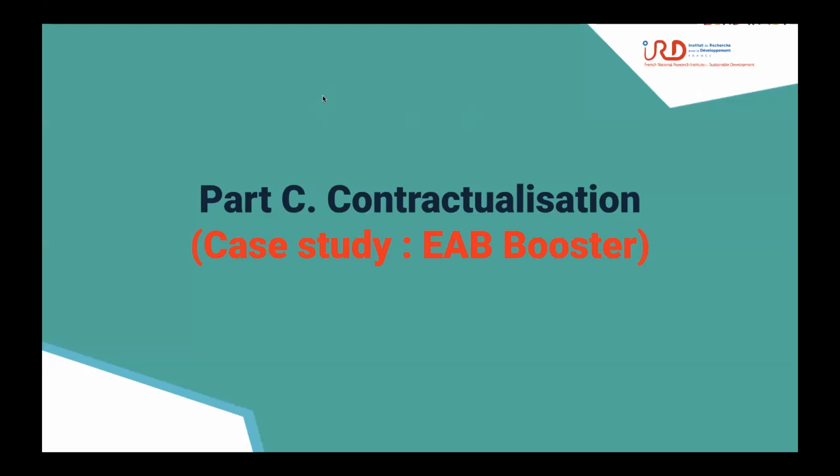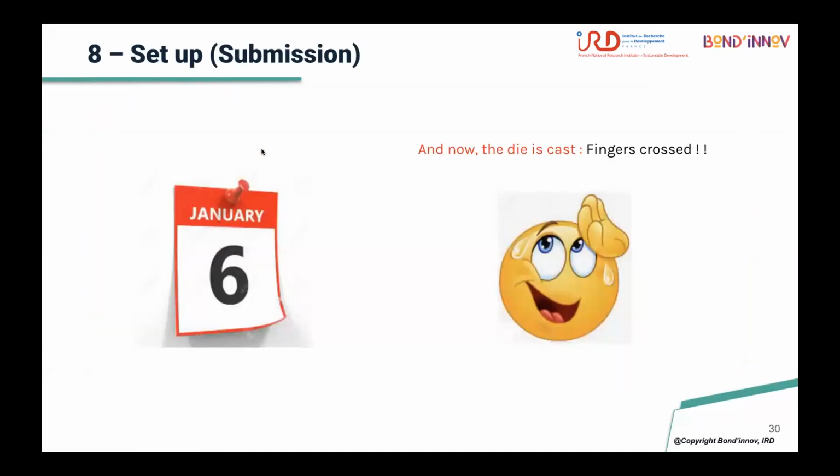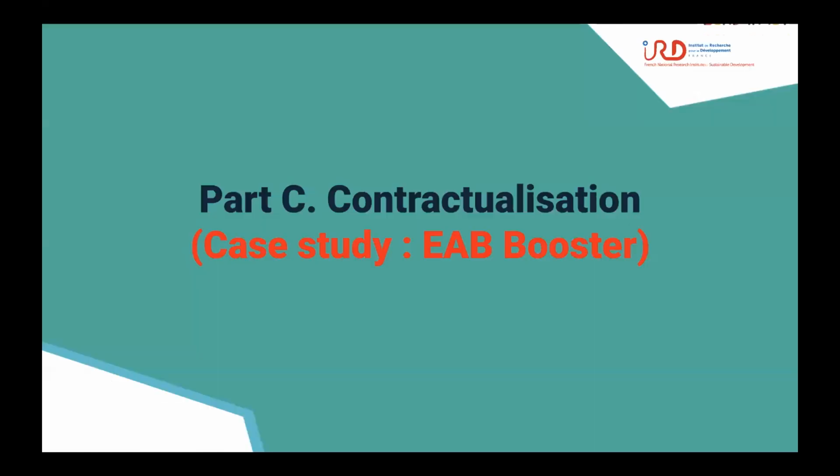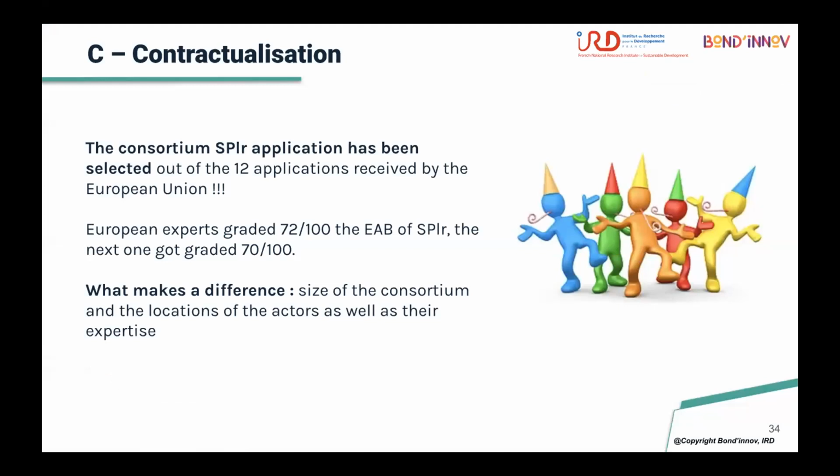Okay, let me continue and then take the next questions during the next question and response session. So, contractualization. As I said, we were at the end of the proposal preparation, and the proposal was submitted, fingers crossed. The consortium application has been selected out of 12 applications received by the European Union. So this is very good news. What made the difference was the size of the consortium, the location of the actors and their expertise.